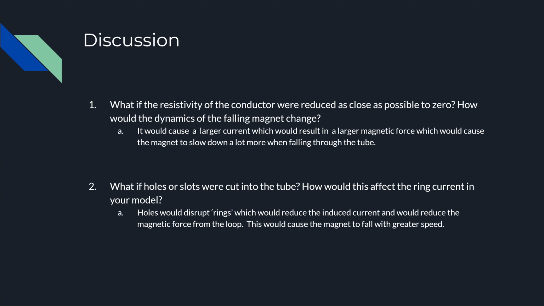And question 2 for what-if is, what if holes or slots were cut into the tube? How would this affect the ring current in your model? I said the holes would disrupt the rings, which would reduce the induced current and reduce the overall magnetic force from the loop, and this would result in gravity having a more overwhelming force, causing the magnet to essentially fall through a lot faster.